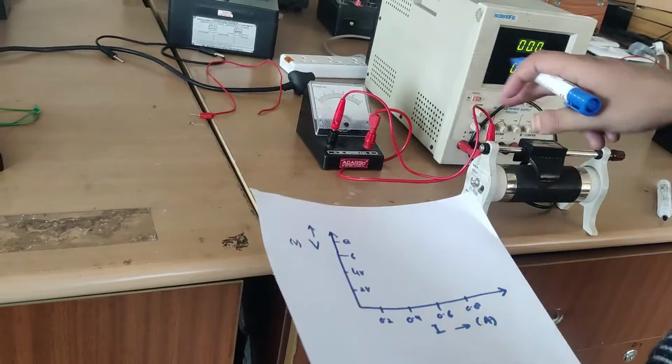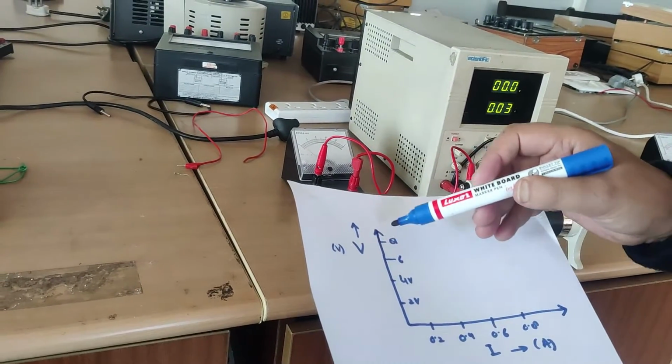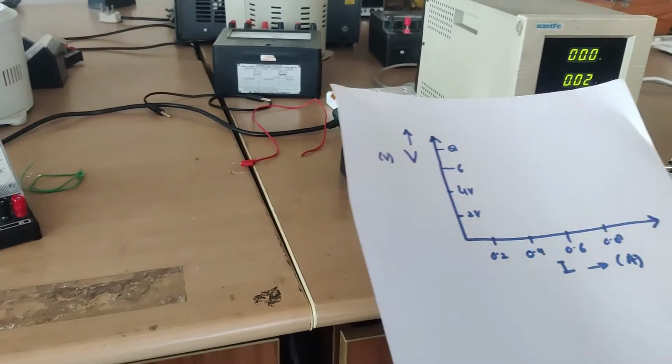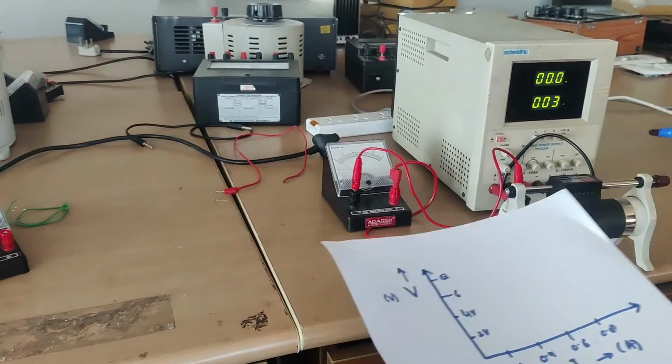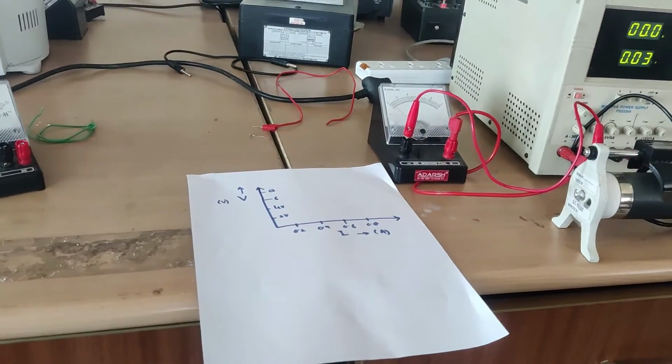Now let us start the practical and draw the graph between V and I. You can see the Y axis is the voltage and the X axis is the current. So let us draw the graph. Our aim is to see the linearity property, that the resistance should remain constant.